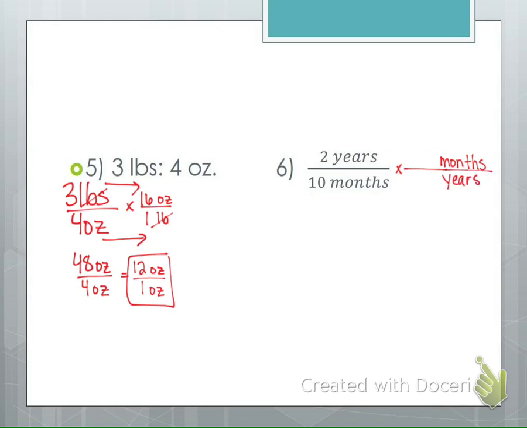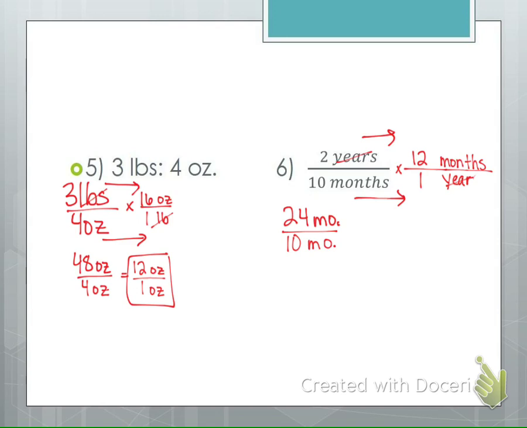Okay, what numbers did you use? Good. 12 months to 1 year would work. You don't need the S. If you left it, that's fine. Okay, our years go away so that we can keep our smaller unit of months. Multiply across the top, multiply across the bottom. 2 times 12? 24 months. If you want to shorten that to MO, that's fine. Over 10 months. 10 times 1 is 10.